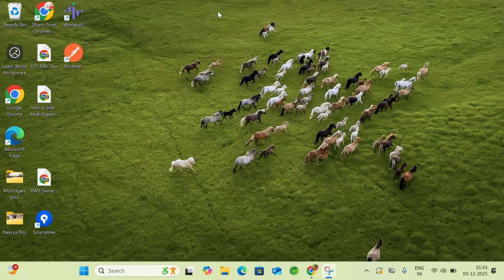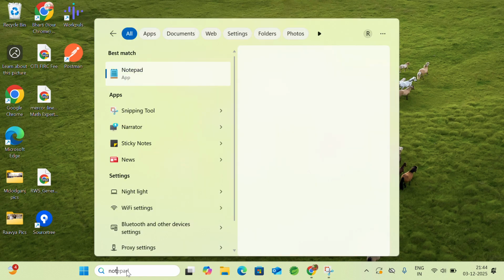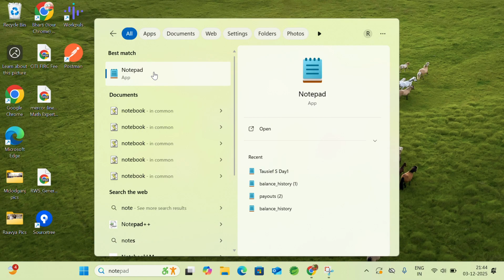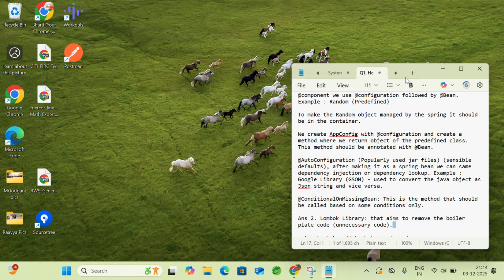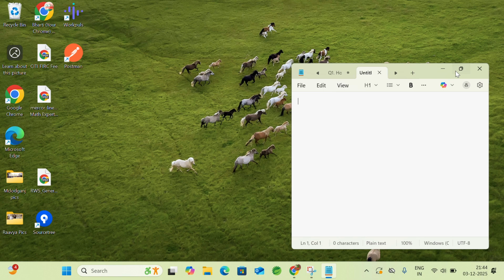In today's lecture, we will be discussing more about the main principles of microservices. Let me open the notepad here. So in today's lecture, let me write what we are going to discuss.